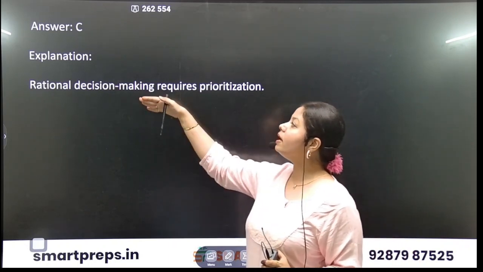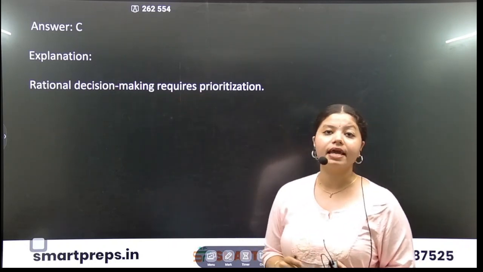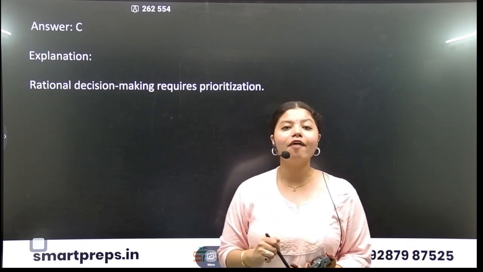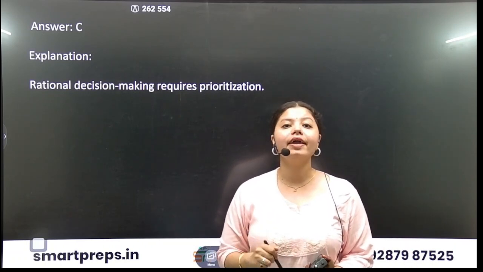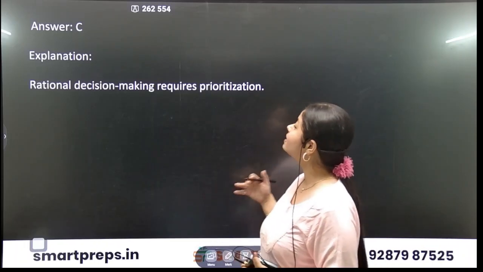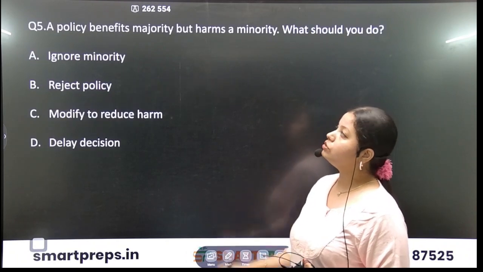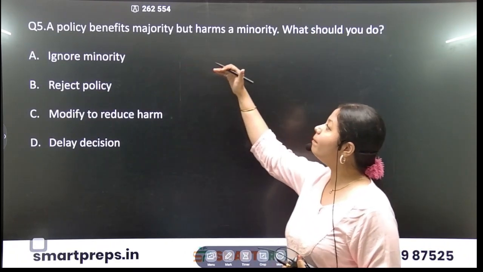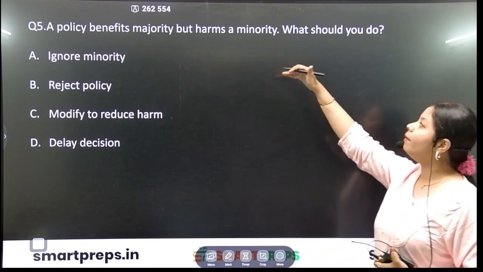Rational decision making requires prioritization. What was rational decision making? That decision that will have logic based on the correct facts. So rational decision making requires prioritization. Clear? Next question is, a policy benefits the majority but harms a minority.